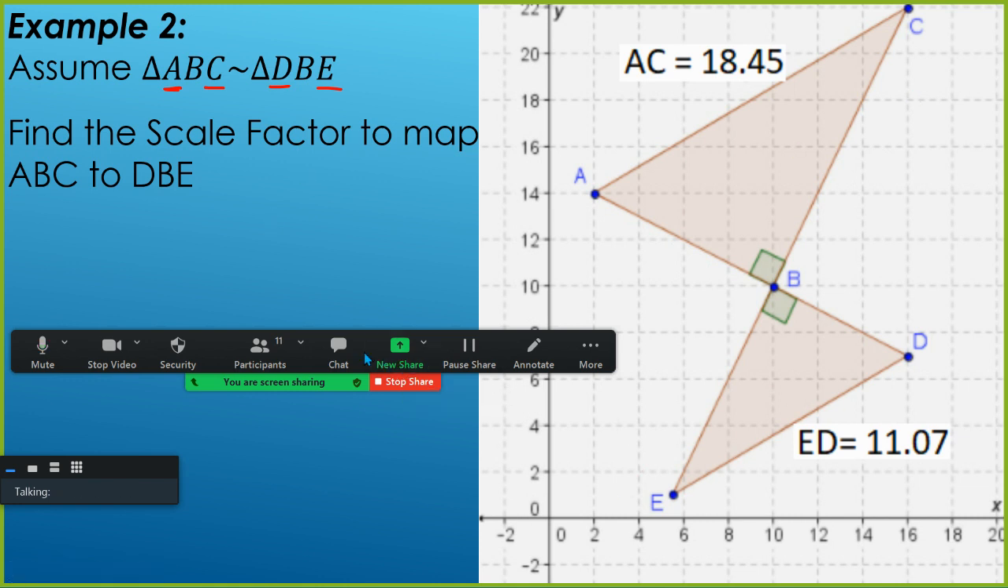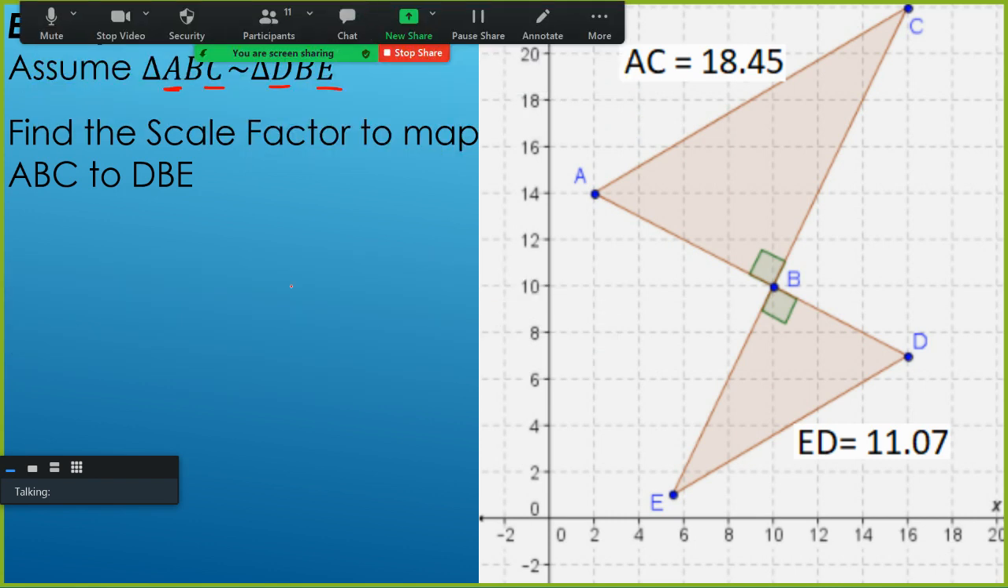So that means side AC times the scale factor, just like last time, equals the smaller side that it's comparable to, ED. So let's plug in some numbers here. AC is 18.45 times, I'm going to shorten this to S again. So S for scale factor equals 11.07 for ED.